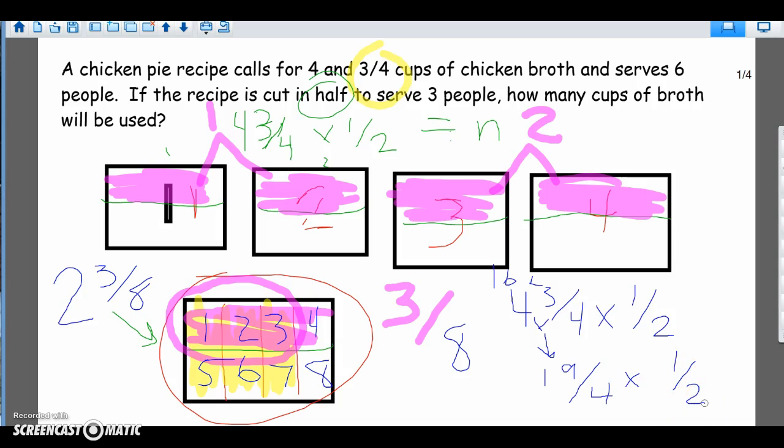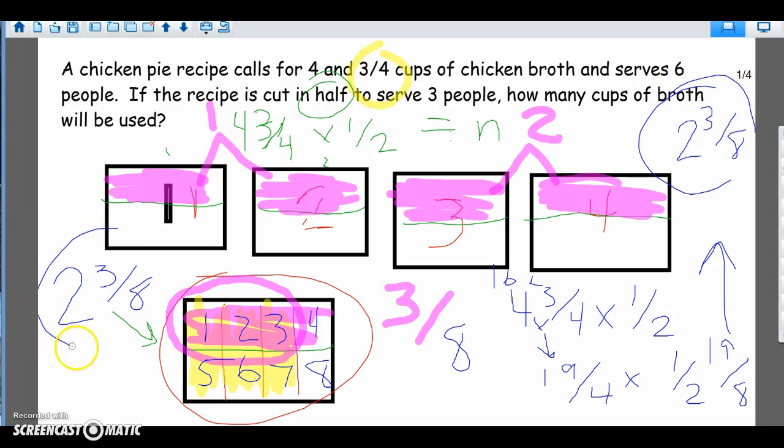When I multiply 19 times 1, I'm going to get 19. And when I multiply 4 times 2, I'm going to get 8. All right, so this gives me 19/8. Because it is an improper fraction, I divide 19 by 8, and that is going to give me 2 3/8, which happens to be the same answer that I got in my model.